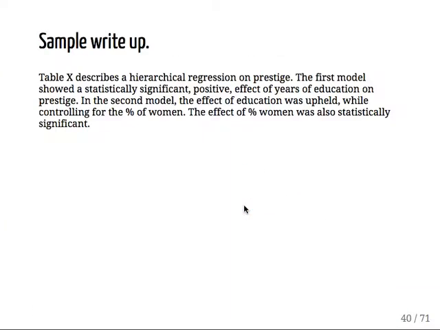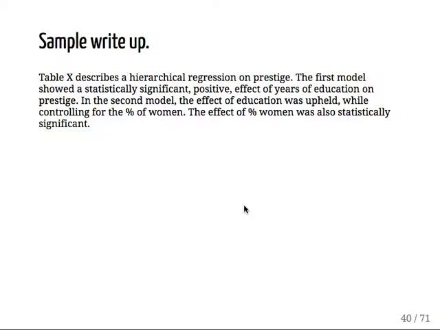So a sample write-up. For most of the things you wouldn't duplicate information, so my preference usually would be that you summarize everything in a table and you say, look at Table X, and that describes this hierarchical regression on prestige. The first model showed a statistically significant positive effect of years of education on prestige. In the second model, the effect of education was upheld. You could look back and see the coefficient was roughly the same, became even slightly stronger after you controlled for the percentage of women. And you also found that the effect of the percentage of women was also statistically significant, right? And that you could still specify that was a negative effect or something.